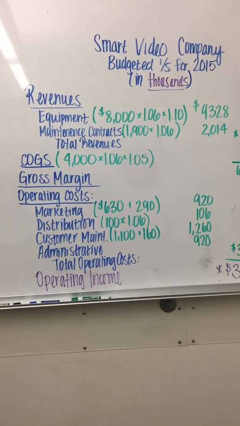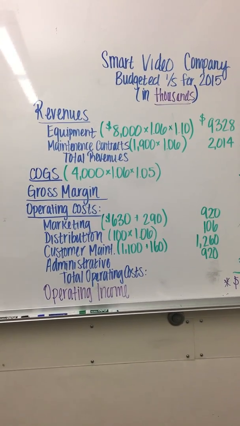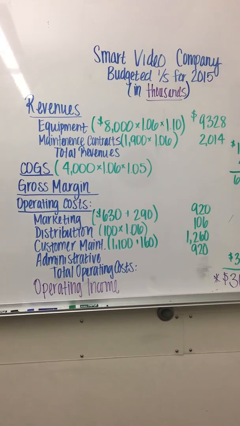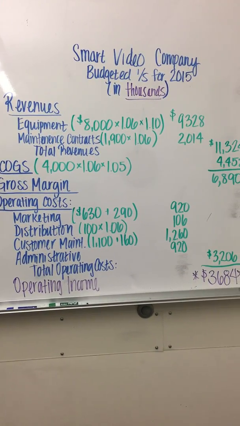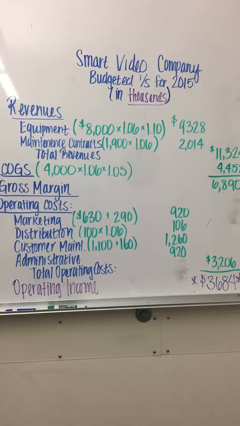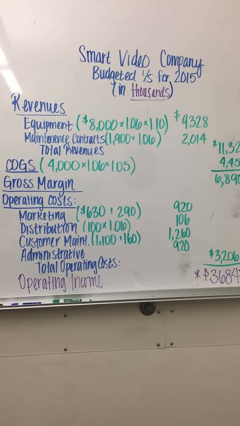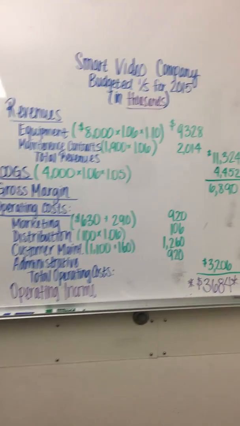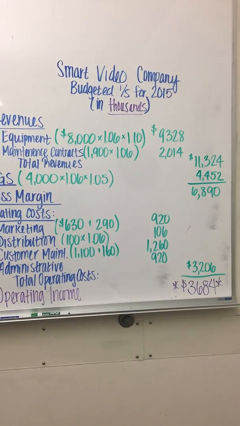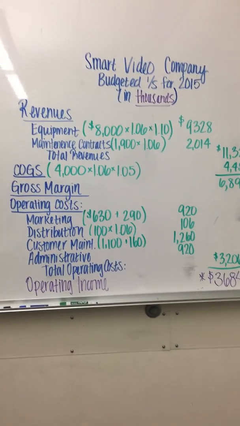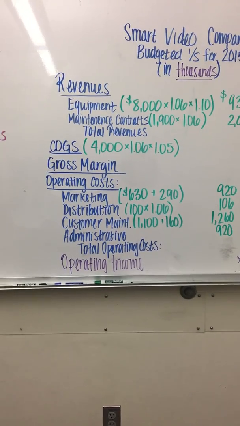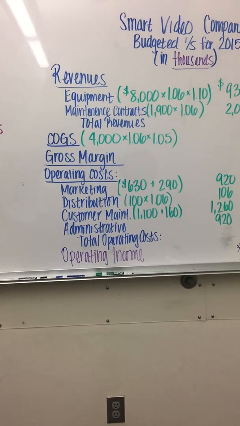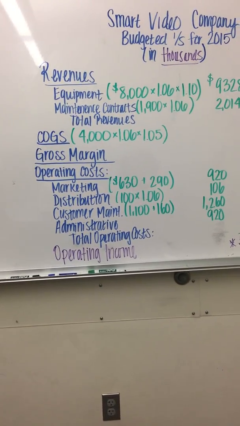Our maintenance contracts, we know, increase by 6%. So we multiply the 1,900 by the 1.06, giving us 2014. And now after we add those two numbers up, we have our total revenues of $11,424. Our cost of goods sold, we know, increased by 5%, and that is where we get the 1.05.